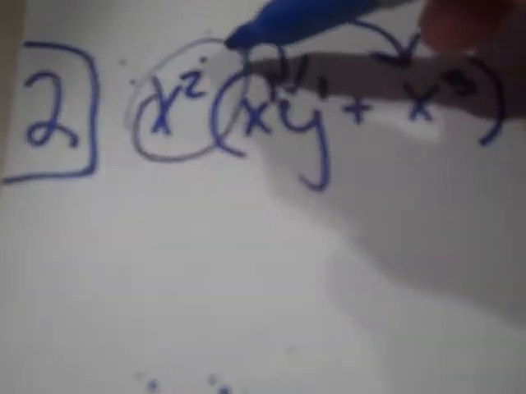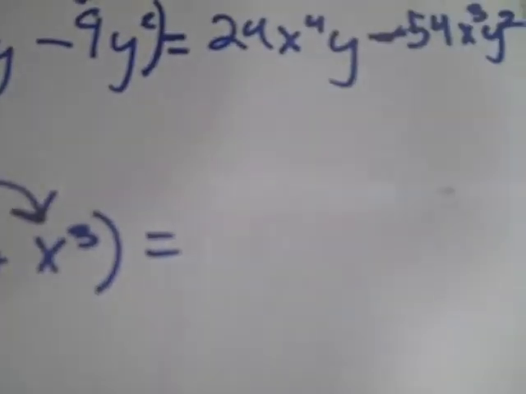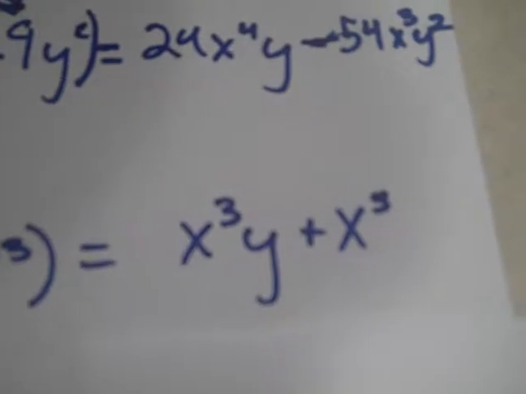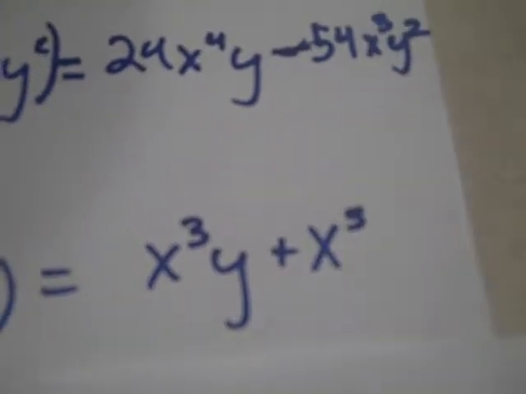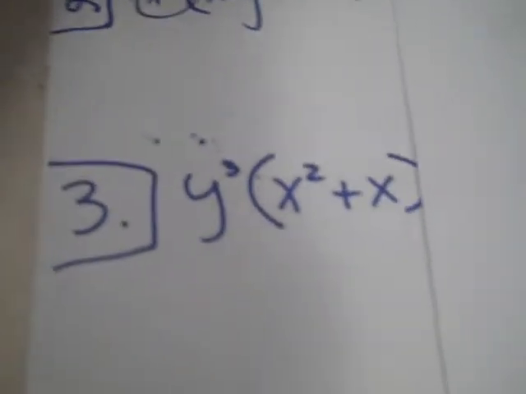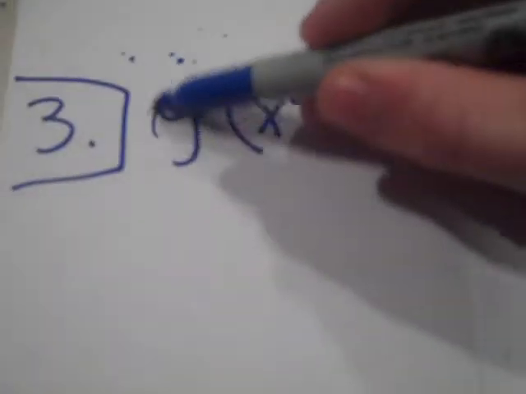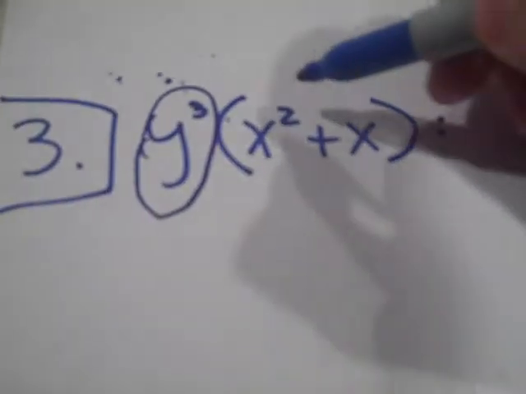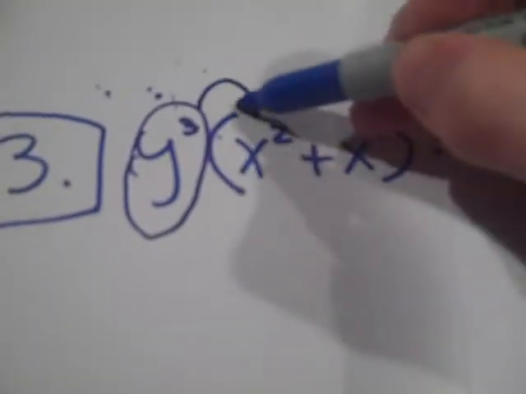So this is going to be x cubed y plus, just do the addition property again right here, which is going to be x to the 5th. So your ending solution will be x cubed y plus x to the 5th. Alright, last problem of distribution. This one gets a little tricky. Now we're having y as our outside variable, and it's going into 2 x's.